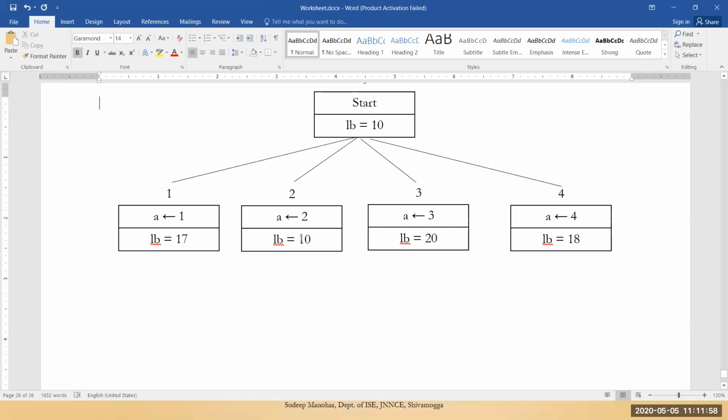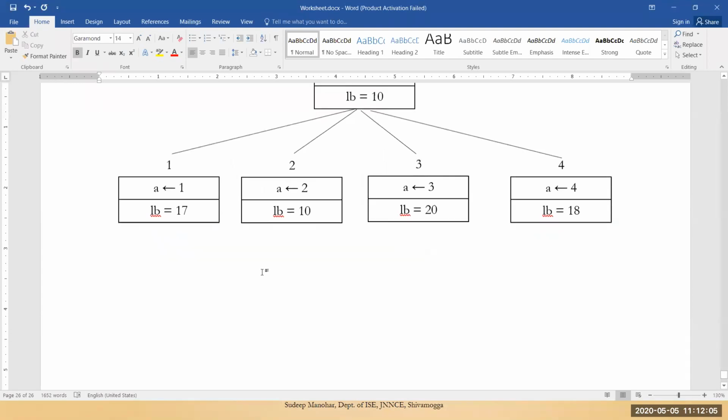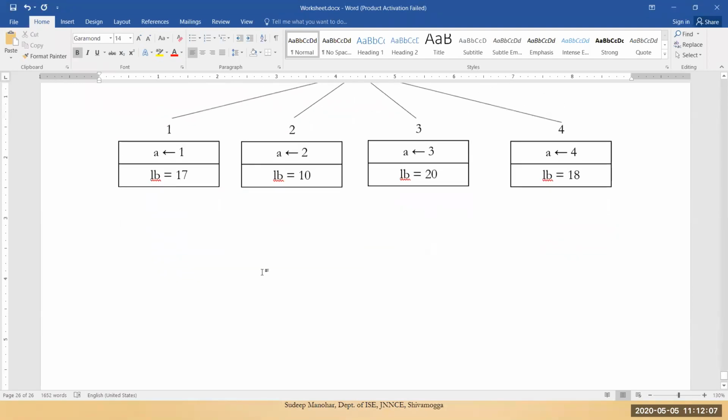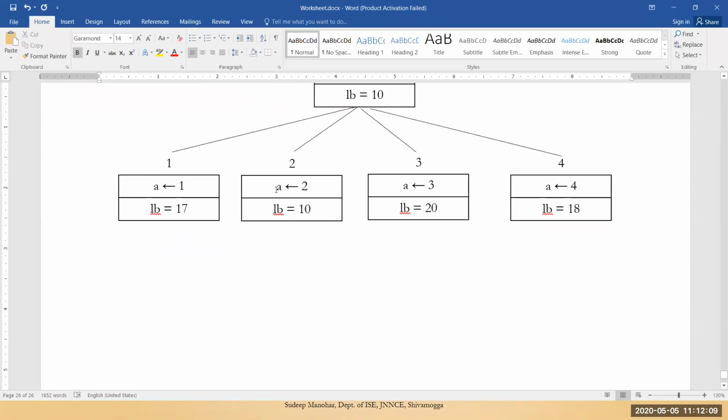So this is a promising solution because it has the lower bound of 10, that is the minimum of all the leaf nodes. Now you have to consider this node and move further. What does it mean? It means that person A is allotted with job number 2, that is fixed. Okay, person A is allotted with job number 2.